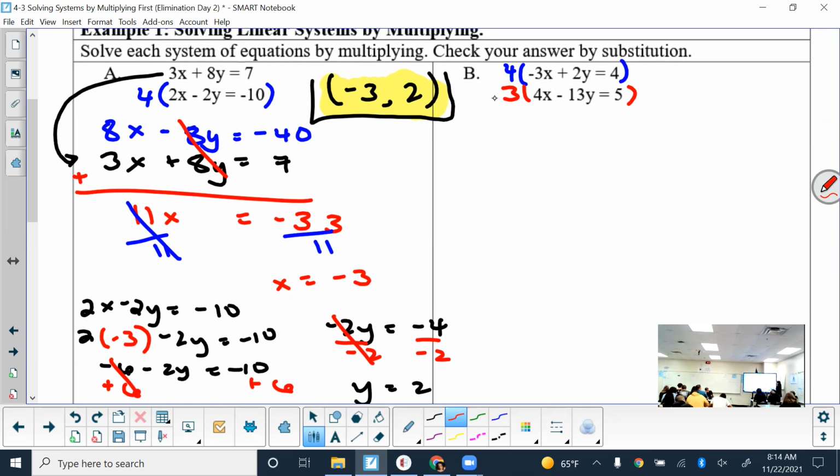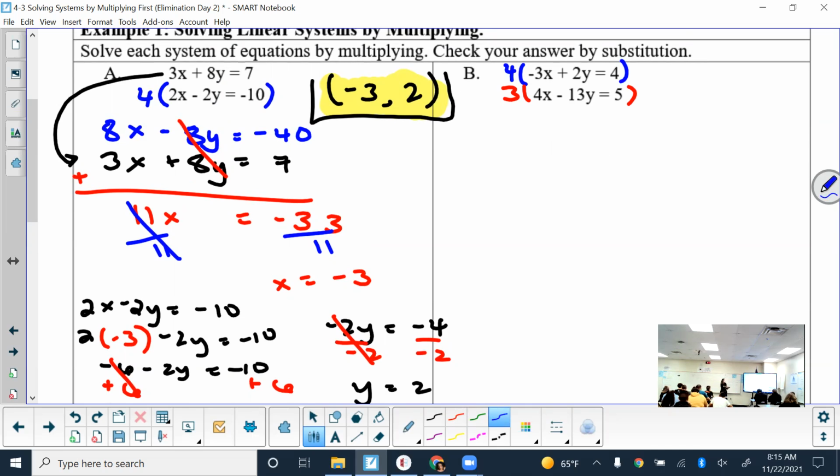And you could do a negative 3 if you want. You can make it a negative 4 if you want. But that's what I would do, because isn't it like 4 times 3 and 3 times 4? Won't I get a common coefficient that way? That's what you could do. All right, and then multiply it out.